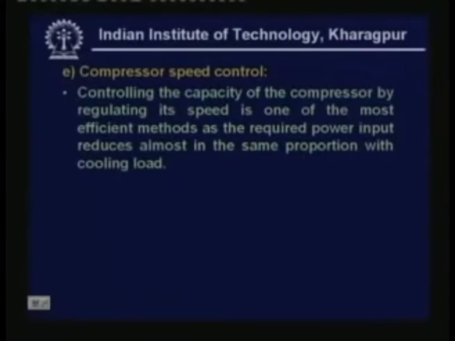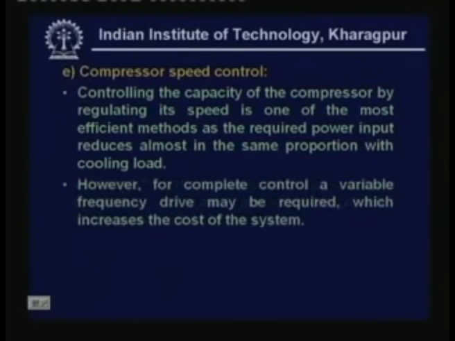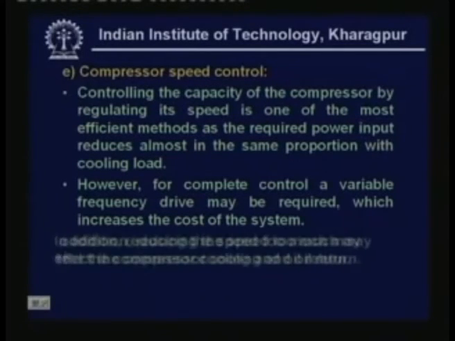As I said, it is one of the most efficient methods, because the power input reduces almost in the same proportion. However, there are certain constraints. For complete control, we have to have a variable frequency drive. So, if you want to control the speed of the compressor, you have to have a variable frequency drive. Of course, if you have an open type system with belt drive or gear drive, then you can also reduce the speed using these. But in general, a variable frequency drive is more commonly used in smaller systems. And once you have a variable frequency drive, it increases the cost of the system.